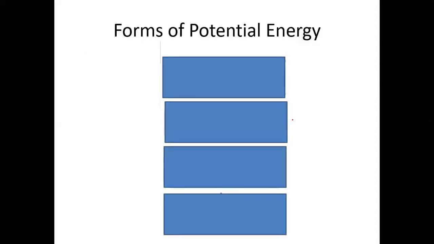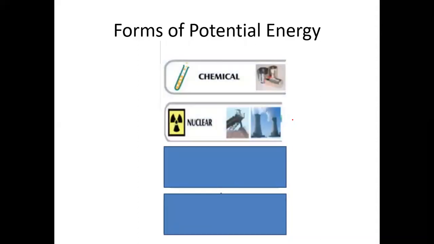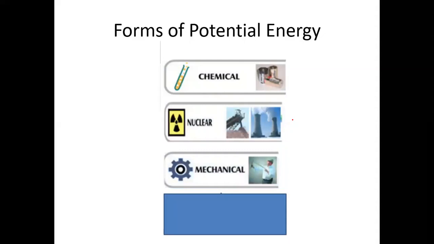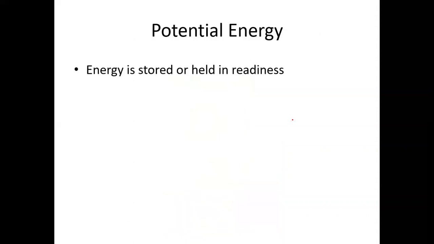What are the forms of potential energy? Chemical, nuclear, mechanical, electrical. So these are forms of potential energy. Now, what factors affect potential energy? Since this energy is stored or held in readiness.